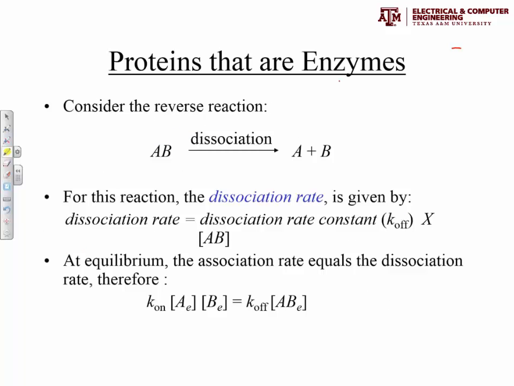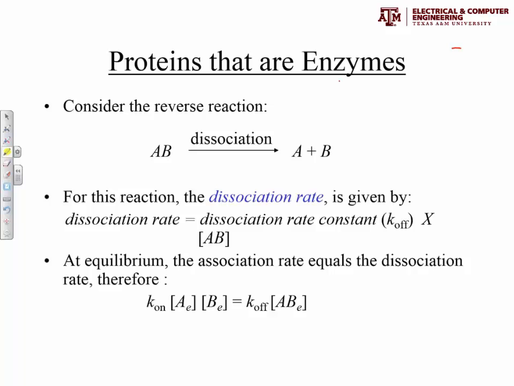So the reverse reaction is called dissociation, where AB is dissociating to give you A plus B. For this reaction, the dissociation rate equals the dissociation rate constant K off times the concentration of the reactant, in this case AB. At equilibrium, these two should be equal, right? As much AB should be produced as is being broken up to produce A plus B. So you'll have K on times the equilibrium concentration of A times the equilibrium concentration of B equal to K off times the equilibrium concentration of AB.